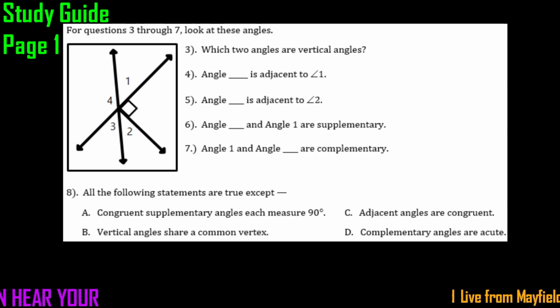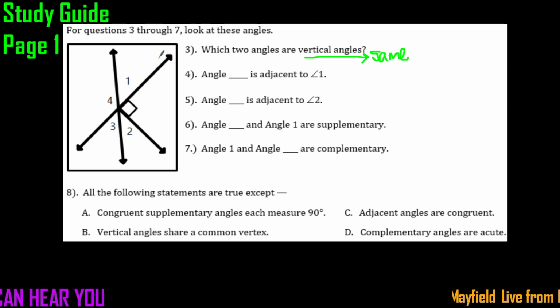So it says which two angles are vertical angles, and vertical angles are the same. You could say they're congruent, but they are opposite each other. So which two angles form an X? So let's maybe try highlighting. I'm trying to see, again, they are the same and they are opposite of each other. What I'm going to do is highlight this X here.